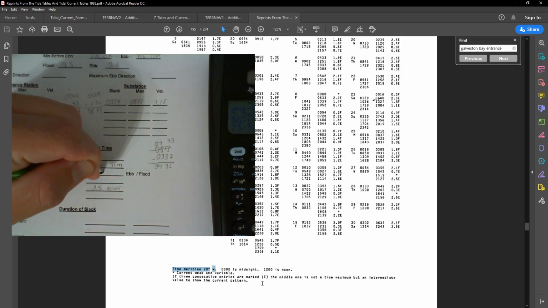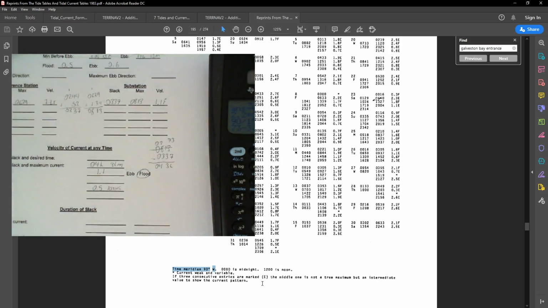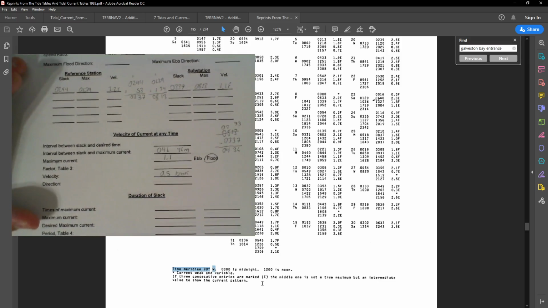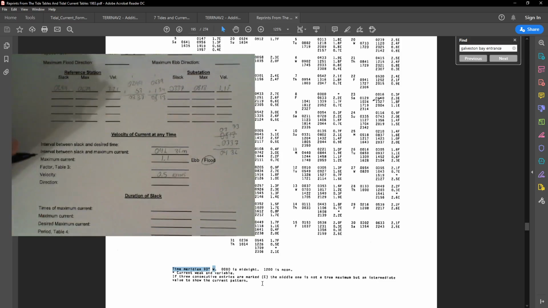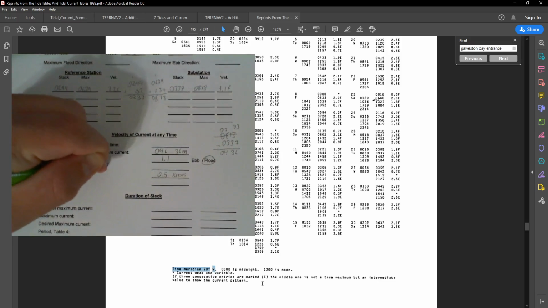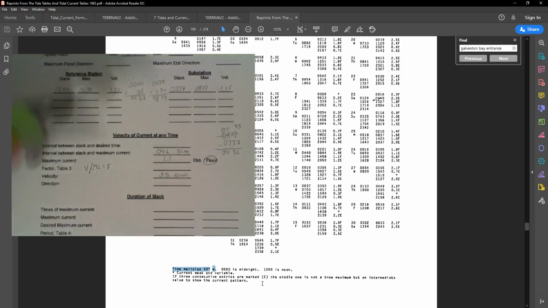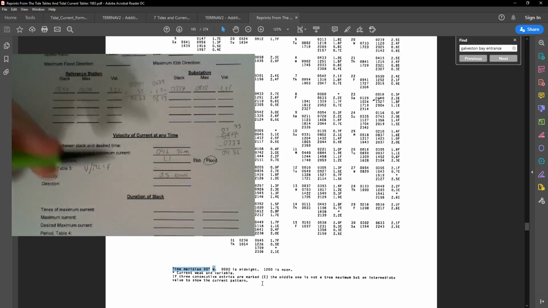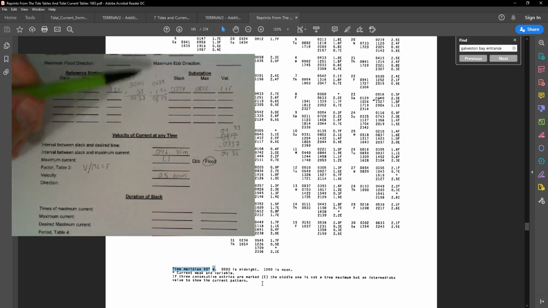So 1.1 flood. Now, here is the primary formula that separates a regular velocity and the velocity at the time for a certain velocity. It is this one simple formula: V divided by MC equals F. What is that saying? Velocity divided by the maximum current equals the factor.